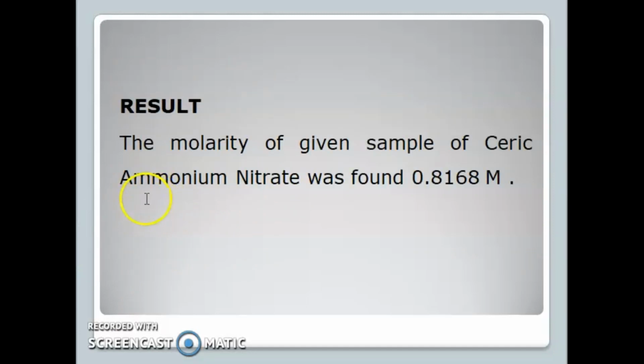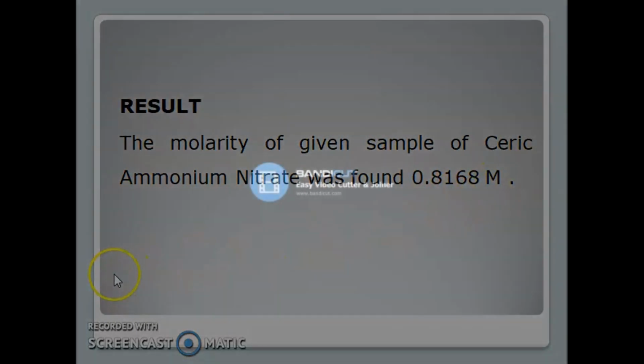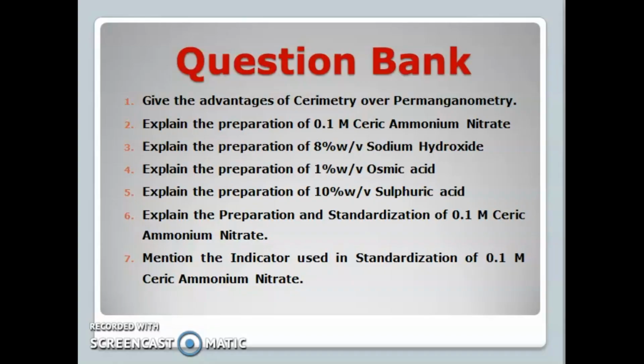So finally, we will conclude our result of today's practical. The molarity of the given sample of ceric ammonium nitrate was found to be 0.8168 molar. Students, now we will see the question bank.